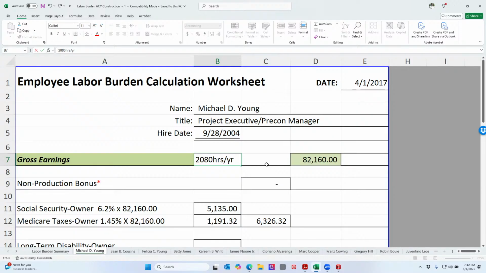Okay, there's 2,080 work hours in a year. Always remember that number, because you'll always use it. If they're part-time working 20 hours, it's 1,040.